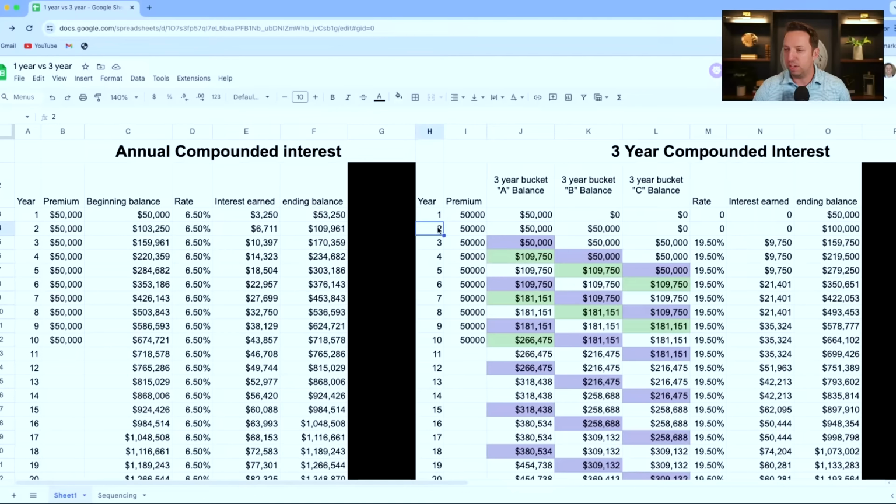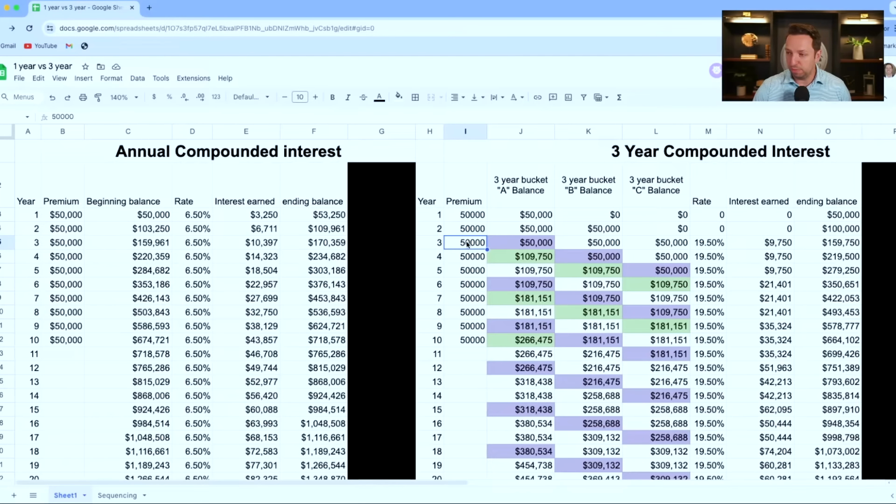The next year, you pay another $50,000 premium. That does not go into premium bucket A. It goes into premium 3-year bucket B. So now 3-year bucket B has a $50,000 balance. Is there a return that year? No, because you need to wait 3 years. So the end of your year balance is $150,000.